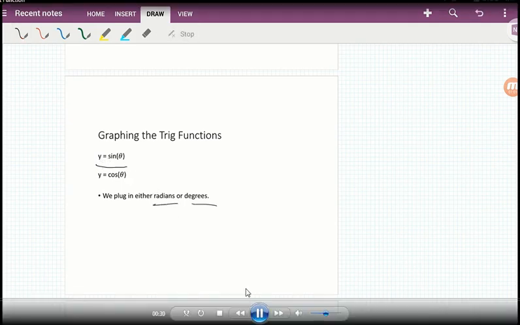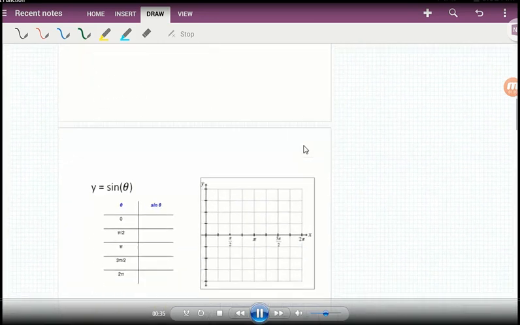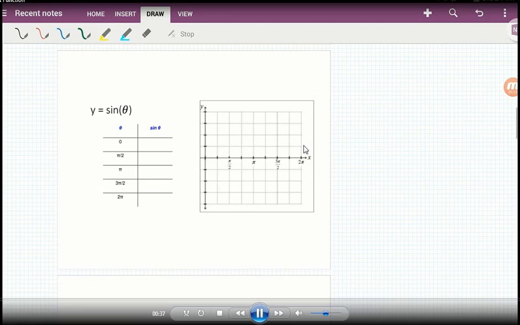You know that we either plug in radians or degrees. They're interchangeable, but sometimes one is used more than the other. For right now, it's going to start as radians. We're going to change it into degrees, but then very quickly in the next lesson, you're going to notice that we're going to be using only radians. So let me show you the XY table that you're going to be using to graph sine.